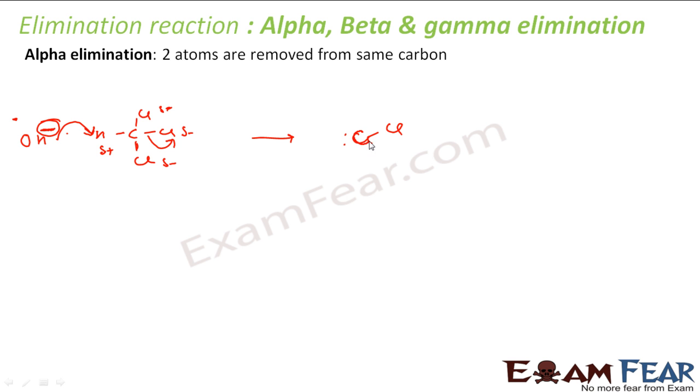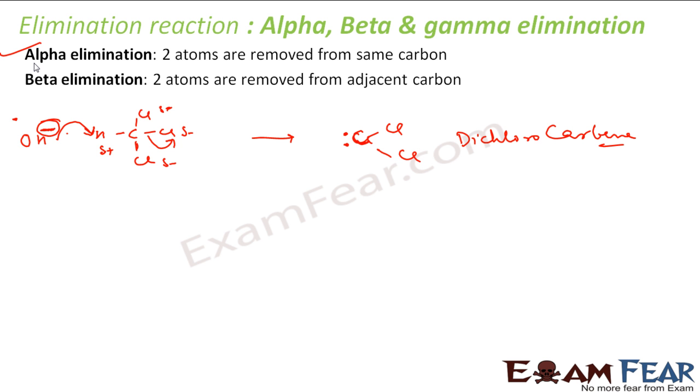this is carbon with 2 chlorines and a lone pair. This is called dichlorocarbene. So if you see in this reaction, both the chlorine and hydrogen were removed from the same carbon. So this is called alpha elimination, very rare.